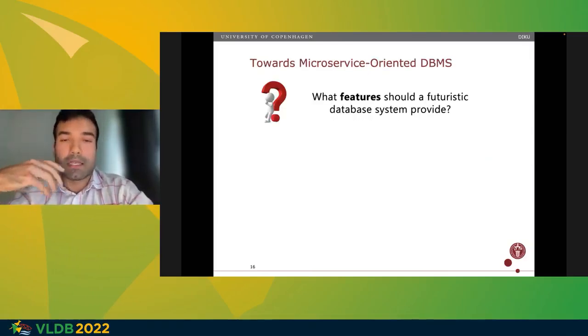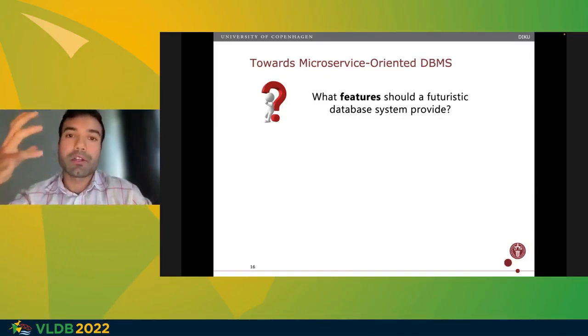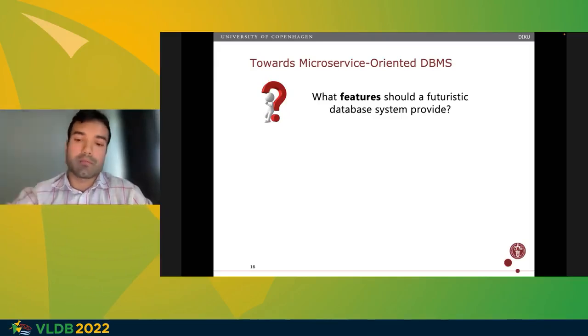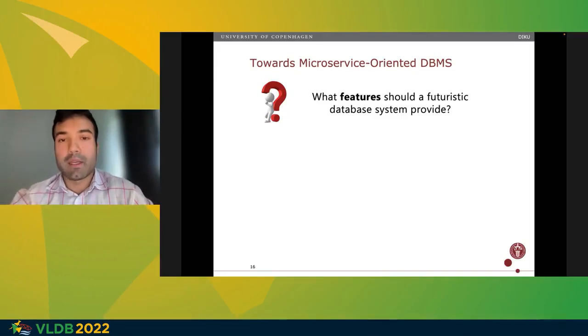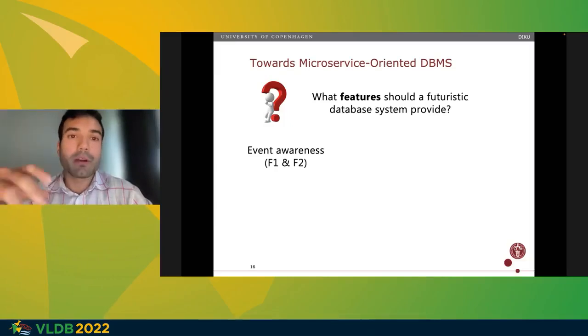Let's move now to the last part of our talk. So the main question is, what features should a future microservice database system provide? In our paper, we have a full list with detailed explanations of each one of these features. But here I will divide it into 4 major blocks, and I will talk about each one of them now. So basically, a future microservice-oriented database system should have the ability to understand the events, basically manage and enforce constraints over events, particularly on the order of the execution of these asynchronous events.